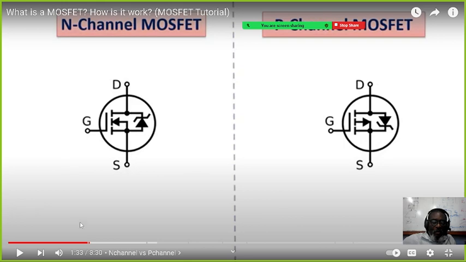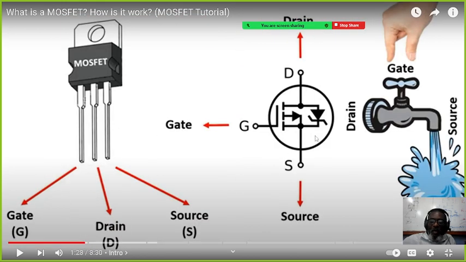And people usually get confused. I remember Arnold got confused with this, because the drain sounds like something coming out and the source sounds like something going in. So the person might mistake these two and say the source is supposed to be on this side and the drain supposed to be on this side. Right?